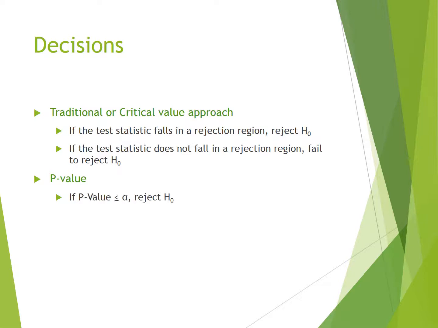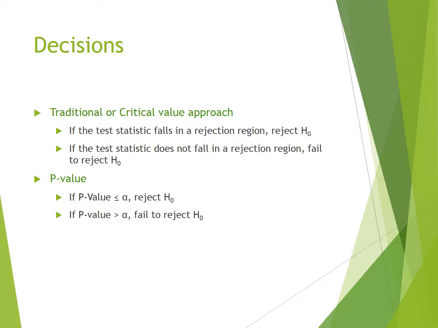And in the p-value approach, Minitab, the statistical software, will find the p-value for you. And if the p-value is less than or equal to the significance level alpha, then we reject the null hypothesis. If the p-value is greater than alpha, then we fail to reject the null hypothesis. Now remember, the p-value is the probability that the null hypothesis is true. So if it's small enough, and what's small enough? Small enough is smaller than the significance level. Then we say it must be that the null hypothesis is not true.